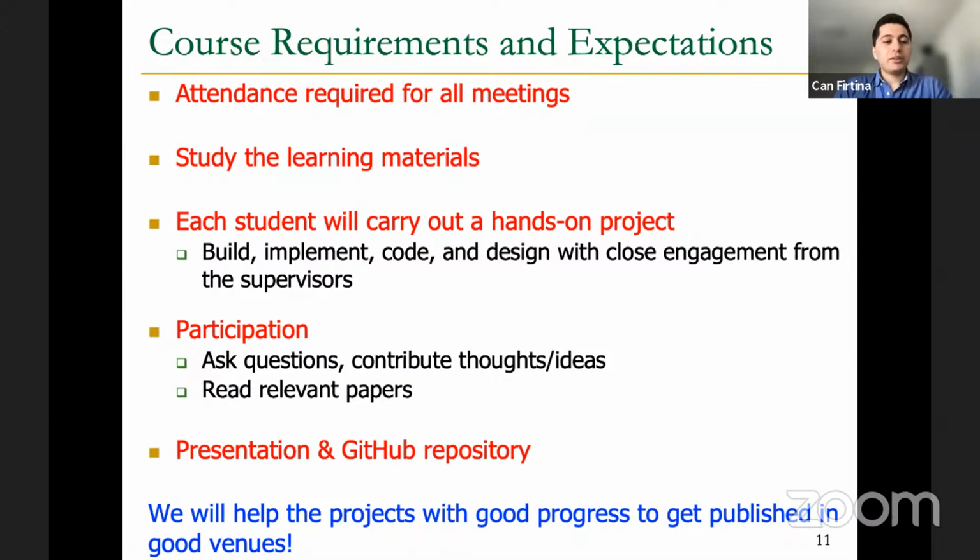Another thing is that we expect you to study the learning materials that we're going to assign you, which are usually the readings, the papers, and the videos that you need to watch. Some of the learning materials are already assigned, and hopefully you have read or watched some of them. Each of you is also going to carry out a hands-on project. What this means is that you're going to be building, implementing, coding, and designing the project itself with close engagement from your mentors.